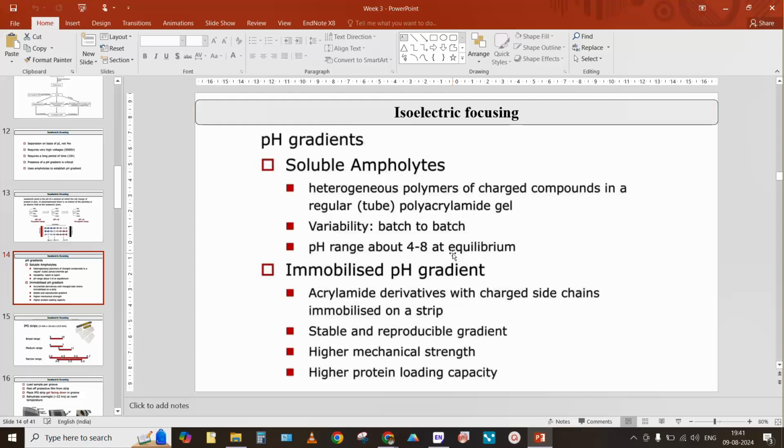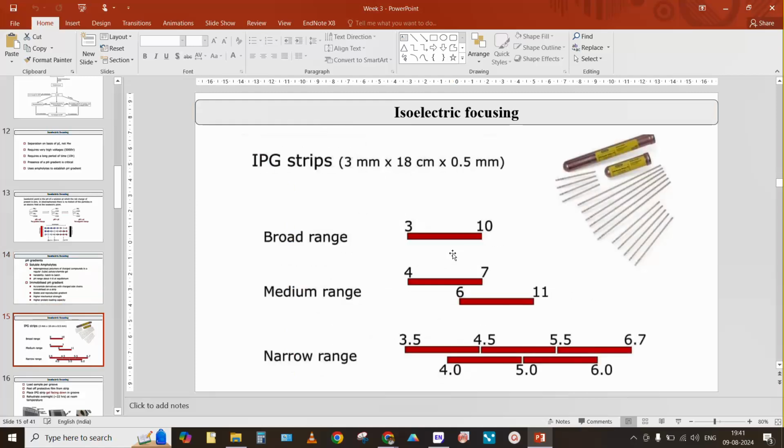So there are some pH gradients like soluble ampholytes. As I've already told you, it varies from batch to batch, and it has a pH range of about 4 to 8 at equilibrium. And there is the immobilized pH gradient, which is called IPG strips. It has some acrylamide derivatives with charged groups, and stable and irreducible gradients, higher mechanical strength, and higher protein loading capacity. So these are the IPG strips which I have told you. There are three types: broad range, medium range, and narrow range. Depending upon the experiment, we can use any of these strip ranges.